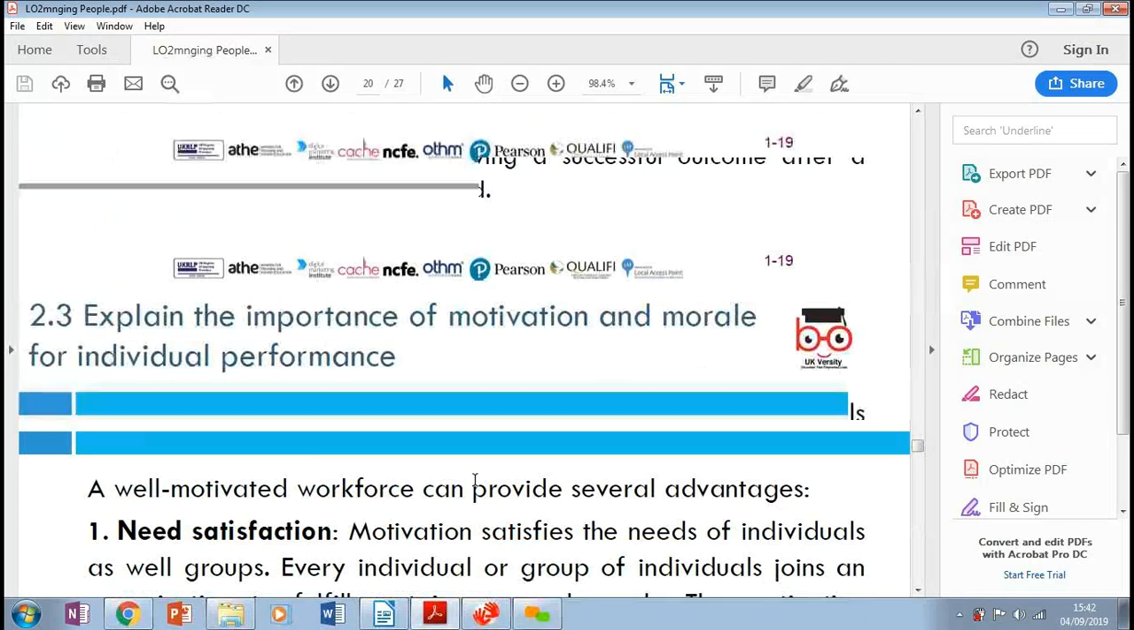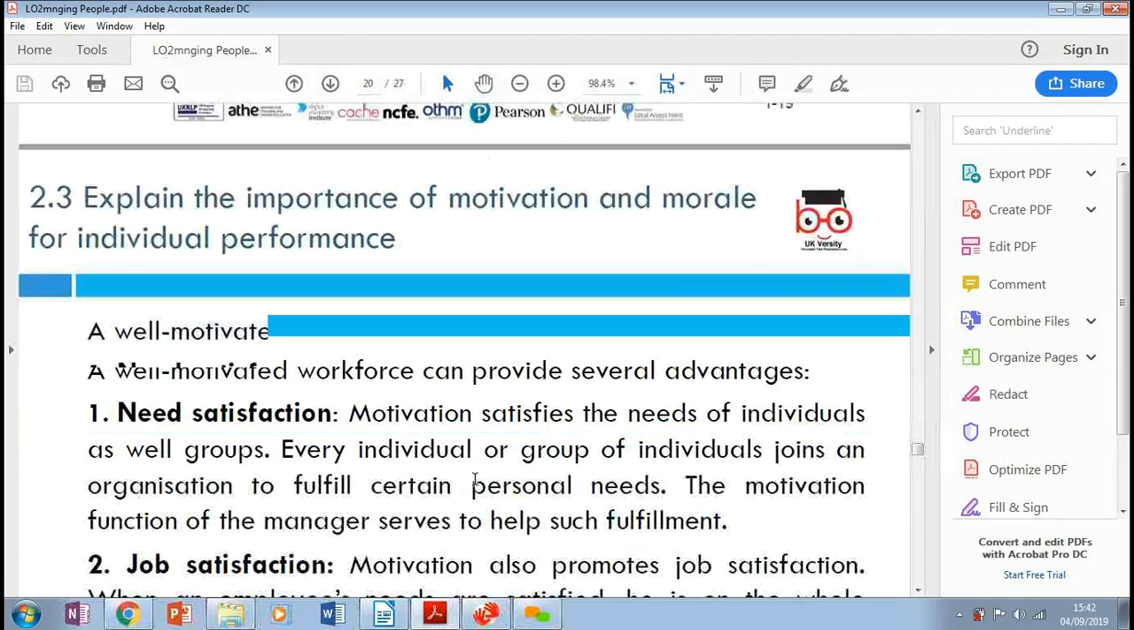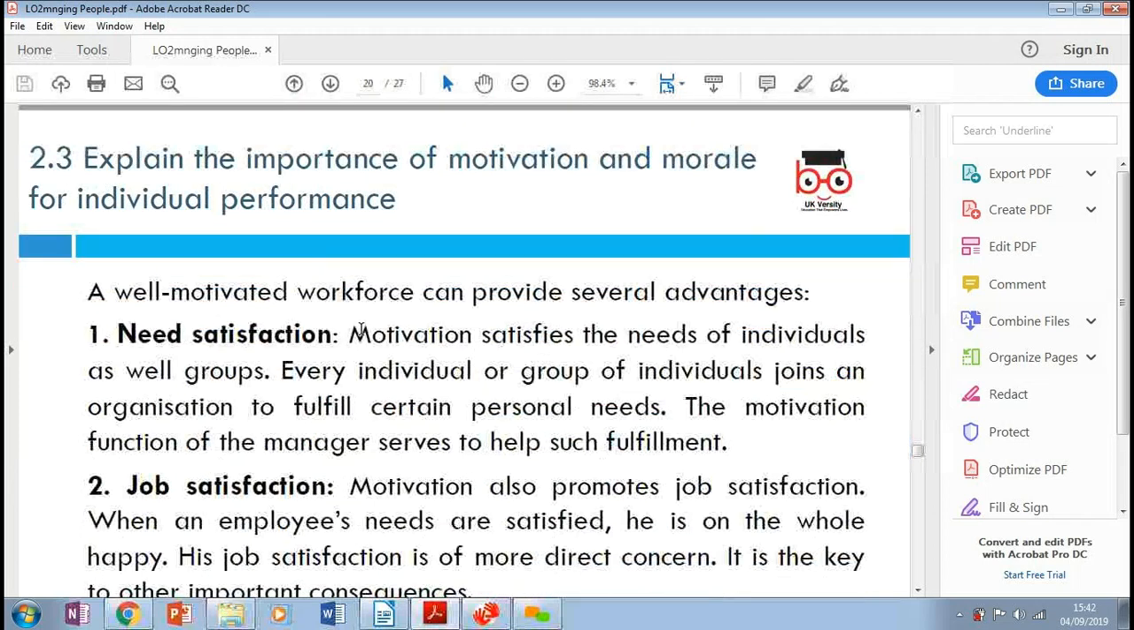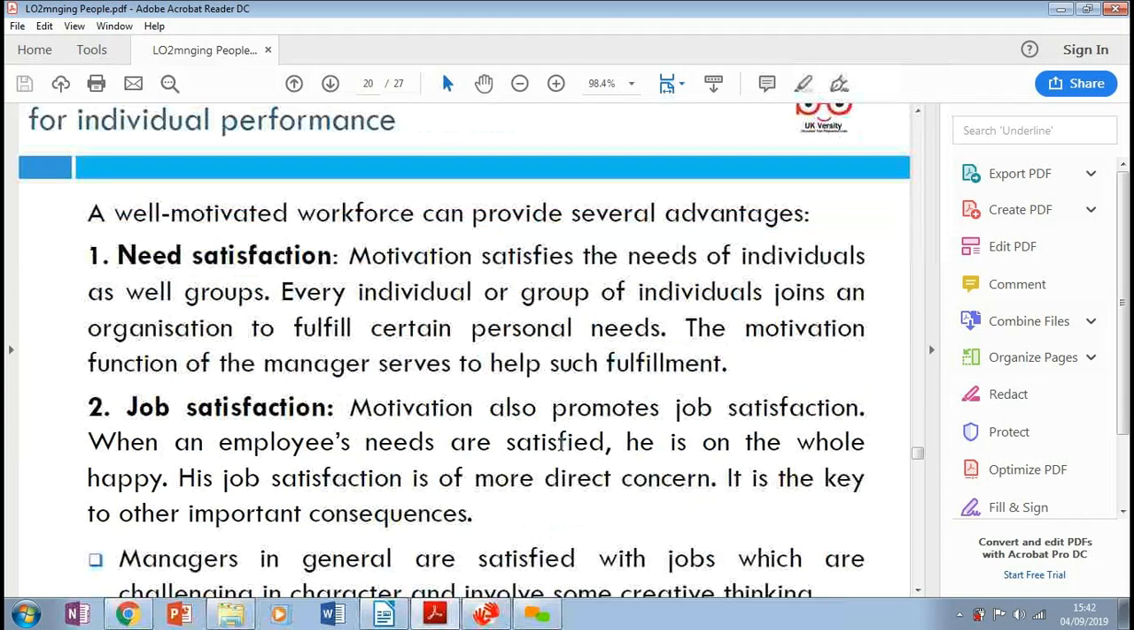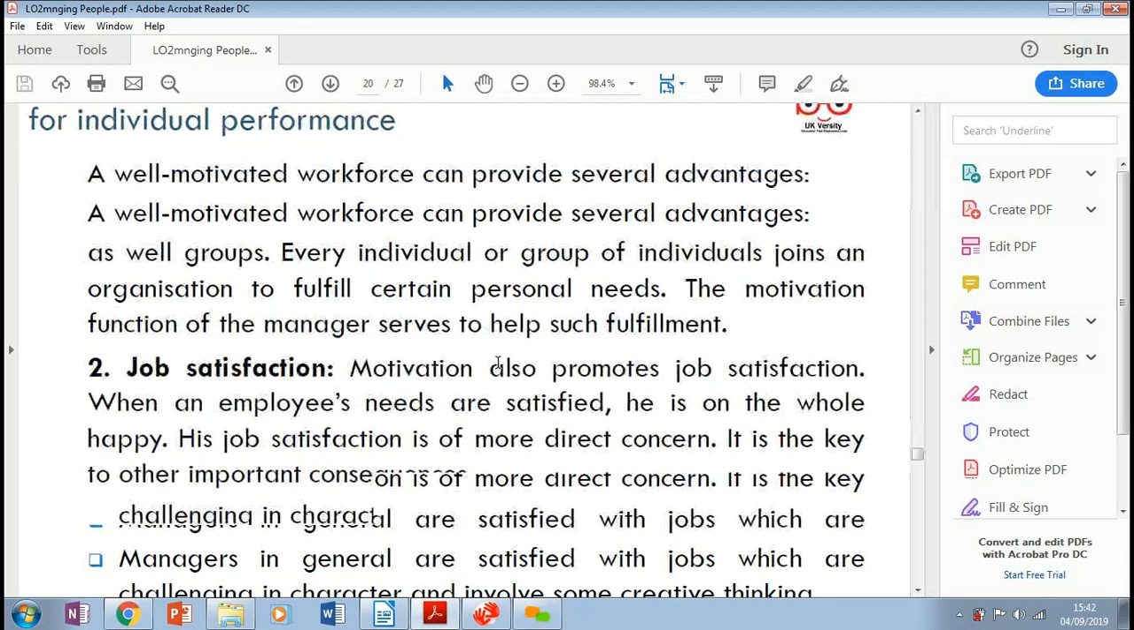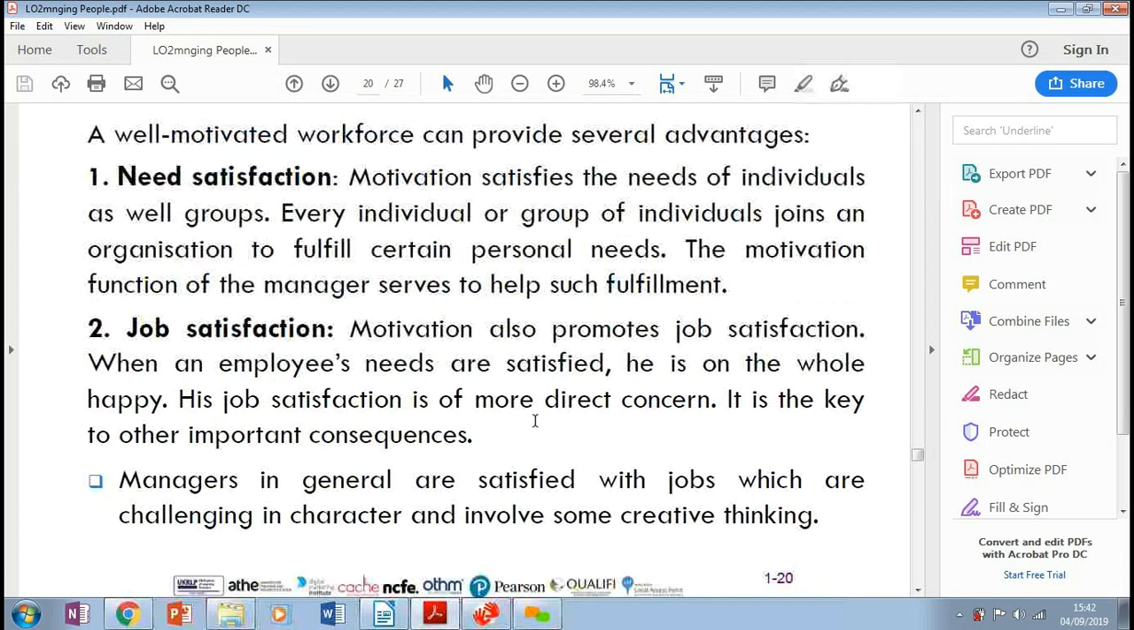Explain the importance of motivation and morale for individual performance. We are going around in circles here. Need, satisfaction of needs, a lot of repetition here. There can be very broad needs, like Maslow's love and affection. Okay, that's very broad, especially in the workplace, not really realistic. Although you do get a lot of things happening in the workplace that might well happen, I don't think they've quantified that yet. Job satisfaction is not entirely about money, although you have to have it there.